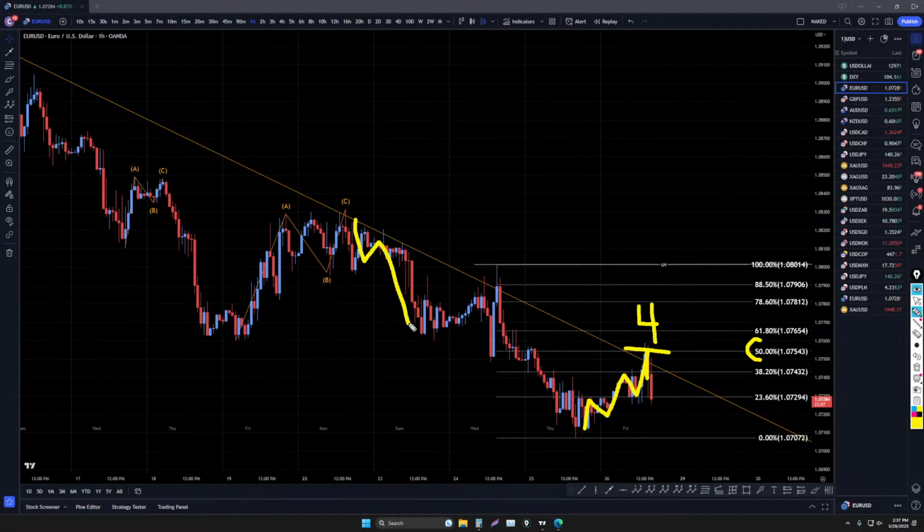I think this is like a 1, 2, 3, 4, 5 of 1. This is like an ABC of 2. This is a 1, 2, 3, 4, 5 of 3. This is an ABC of 4, and we're currently going down for that wave 5.